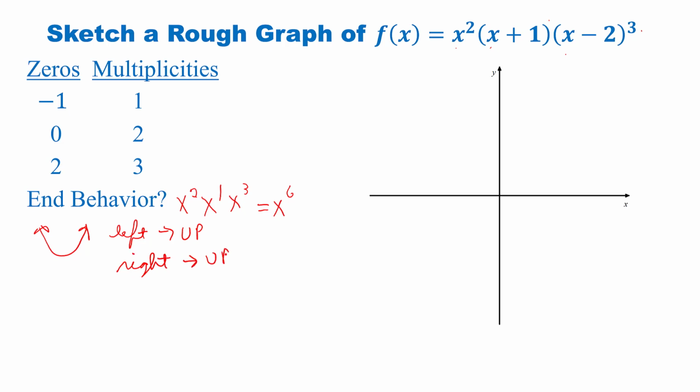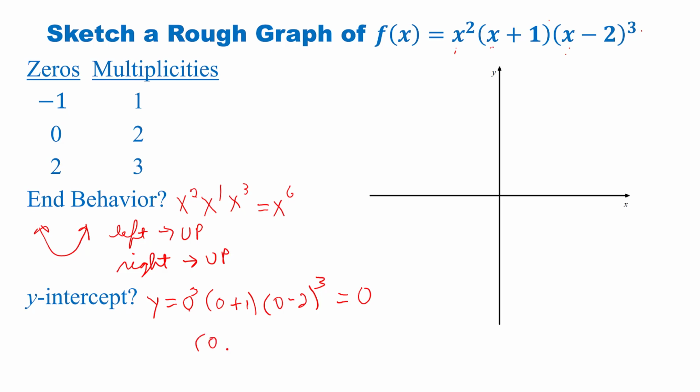We're going to next look for the y-intercept. For the y-intercept, we set x equal to 0. And so y would equal 0 squared times 0 plus 1 times 0 minus 2 cubed. And 0 times anything is going to give us a y-intercept of 0, which is the point on our graph of 0, 0. We could have already guessed at that since we have an x-intercept at that point, but let's go ahead then and graph what we have here so far.